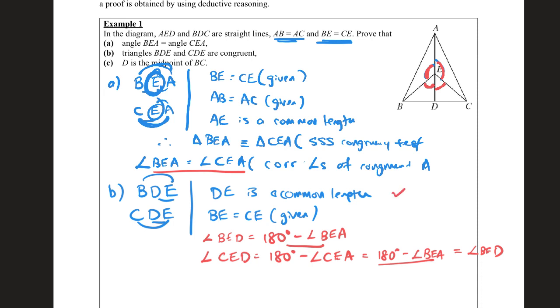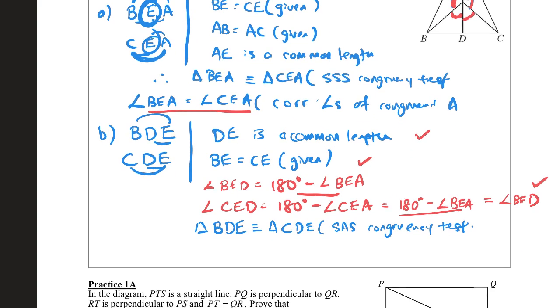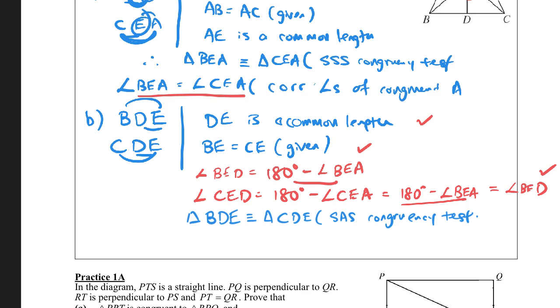Okay, so one length, two length, three length, all given already. Since I have proven that all three corresponding lengths are equal, I have proven that triangle BDE is congruent to triangle CDE using the SAS congruency test. Okay, this is for part B. Next, part C.